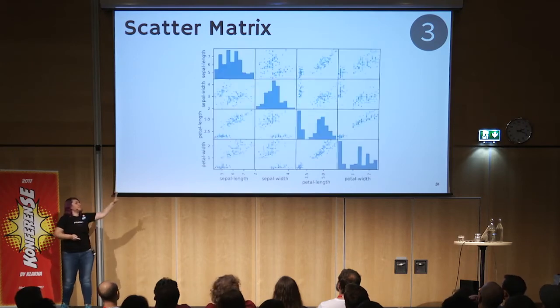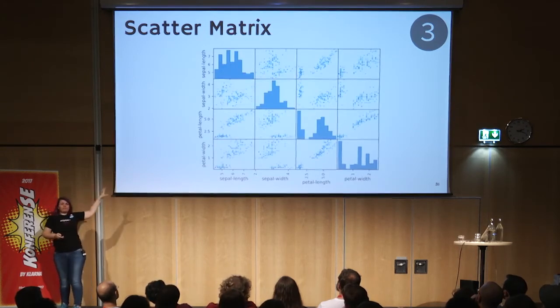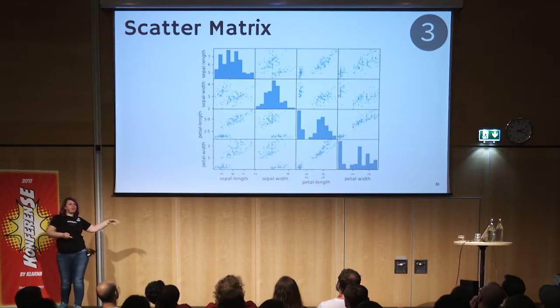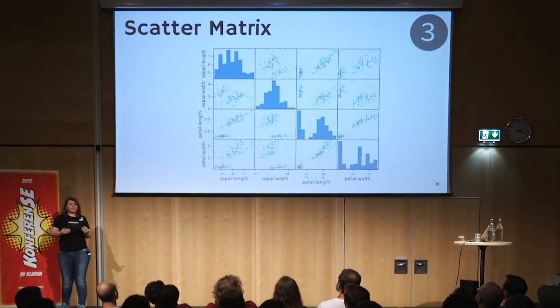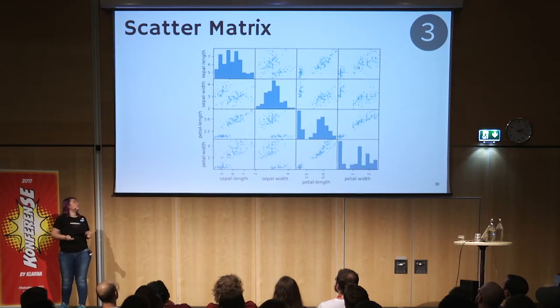And this is how it looks in general. For this particular graph, we put histograms on the diagonal because you don't really want to plot things against themselves. You would just get a line, and that is not really very helpful.